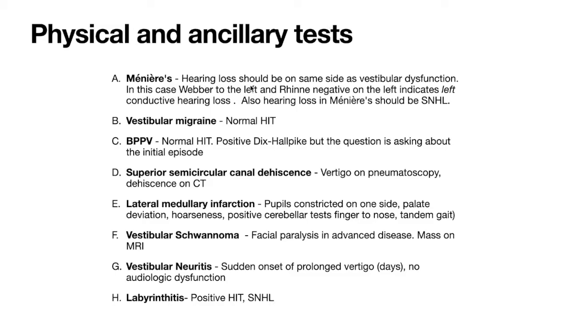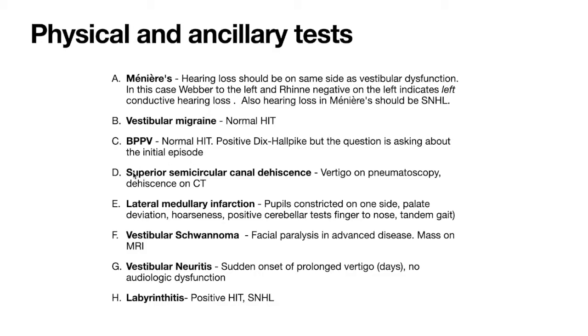In this case, Weber's, the left and right is negative on the left, indicates left conductive hearing loss. And remember, he has the right side dysfunction as indicated by the HIT test. Also, hearing loss in Ménière's should be sensory neural hearing loss. Vestibular migraines would get normal HIT. BPV, normal HIT, positive Dix-Hallpike, but the question again is asking about the initial episode.